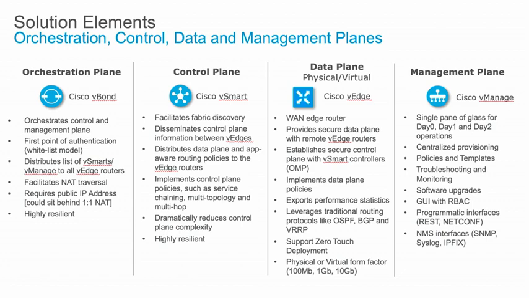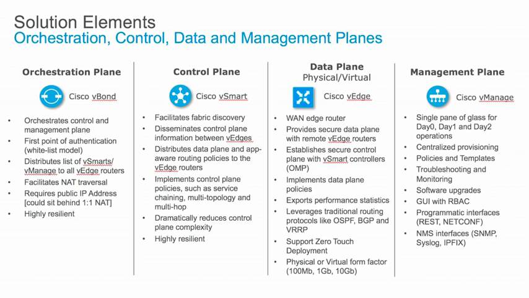The data plane consists of the Cisco vEdge routers. vEdge routers come in physical or virtual form factors. They are responsible for providing secure data plane connectivity with other vEdge routers, establishing secure control plane connectivity with vSmart controllers, and secure management plane connectivity with vManage. Data plane policies received from vSmarts are implemented and enforced by the vEdge routers.